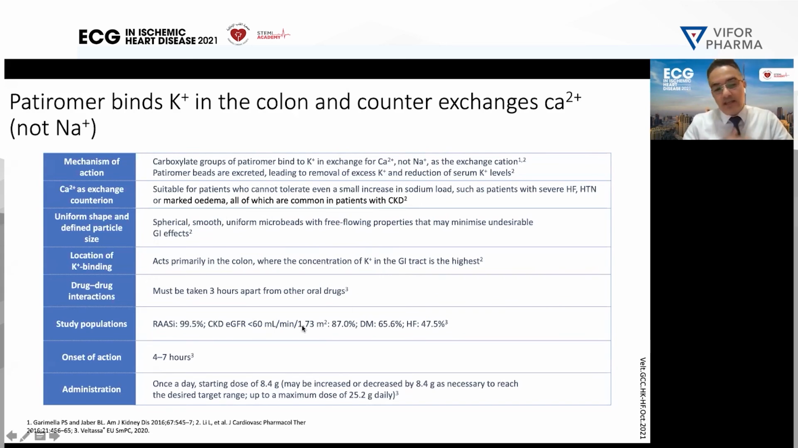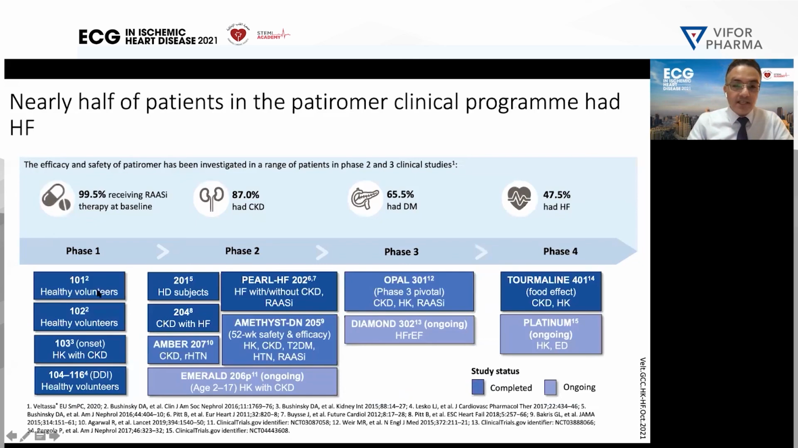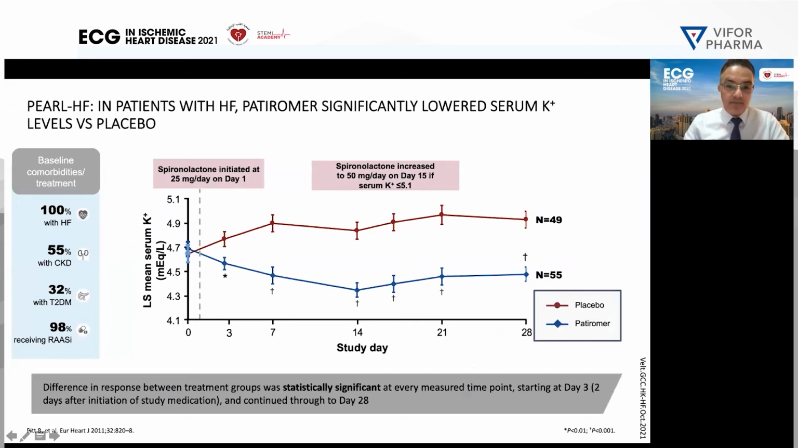It was studied in an intensive program. I will go quickly through these things for the sake of time. This is the program for patiromer. We do have a lot of studies: the PEARL-HF, the OPAL, and the AMETHYST. They recruited a lot of patients. 99.5% of the patients were on RAS inhibitors. 87% of the patients had chronic kidney disease, 65% were diabetic, and about 50% had heart failure.